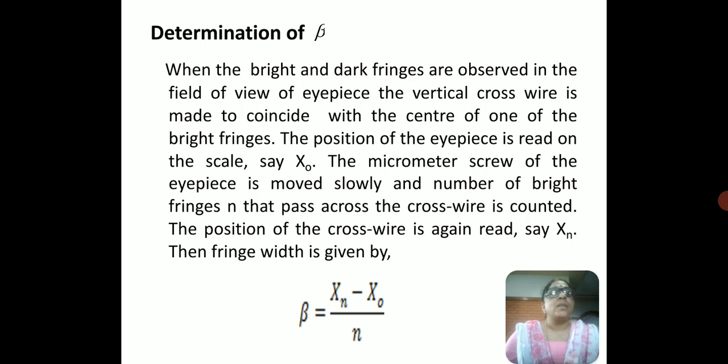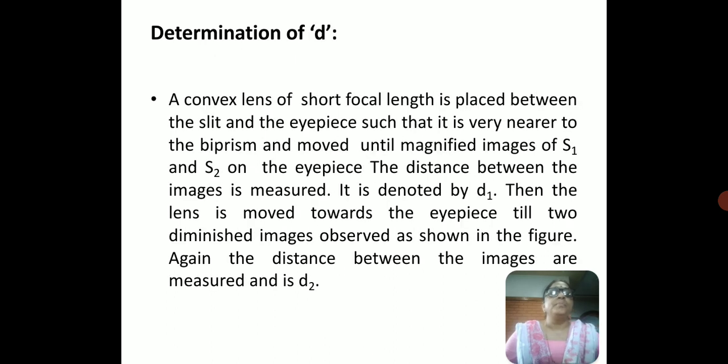In this way, we calculate the fringe width in the Fresnel's biprism experiment, and then determine the distance between two virtual sources. It is a small d. So we need one convex lens, which is placed in between the Fresnel biprism and the screen.